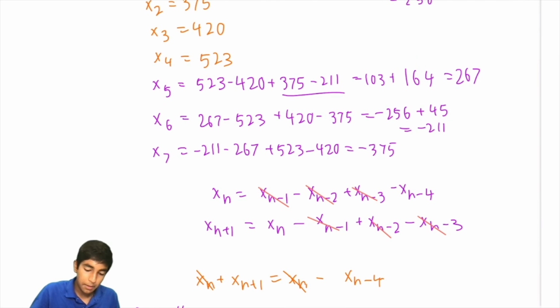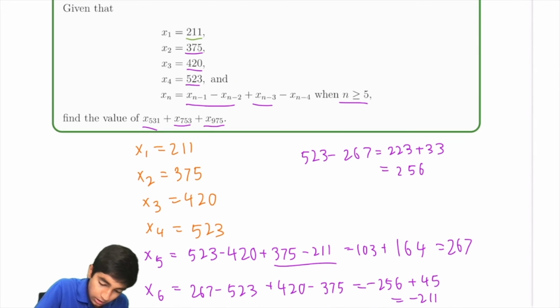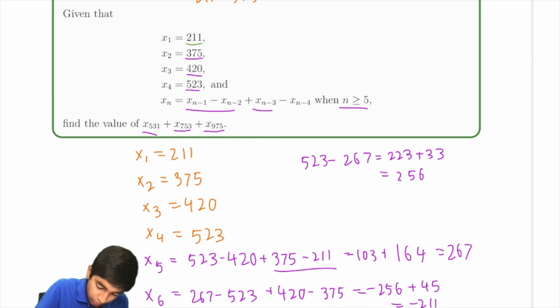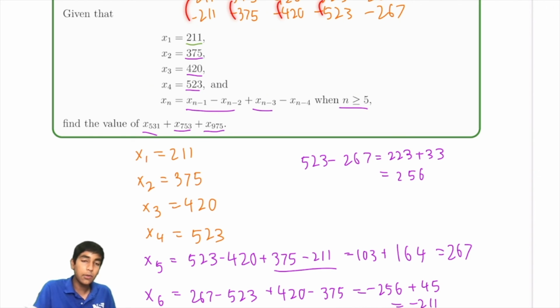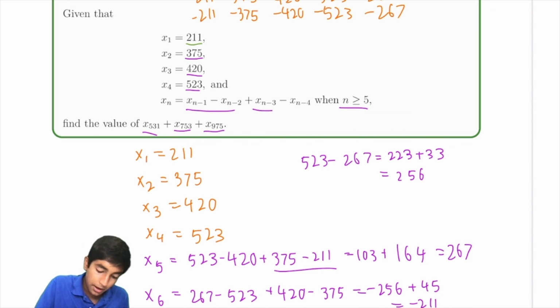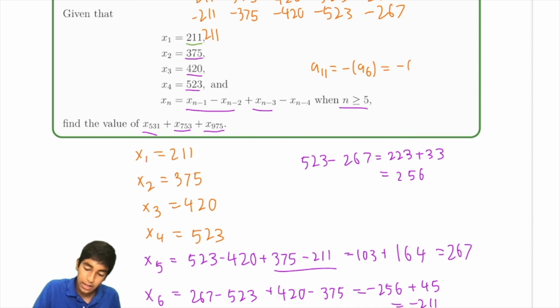So what does that mean? We'll have essentially 211, 375, 420, 523, 267. Then negative 211, negative 375, negative 420, negative 523, negative 267, because all these terms will be the negative of it. So it's a sequence of 5, except the second sequence of 5 alternates to negative terms. But on the third one, we go back to being positive, because this time it's the negative of the previous negative term. So a of 11 is the negative of a of 6, but a of 6 is the negative of a of 1. So this is just a of 1.